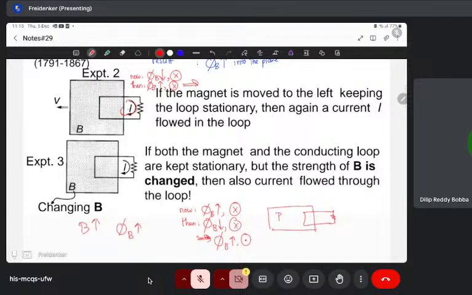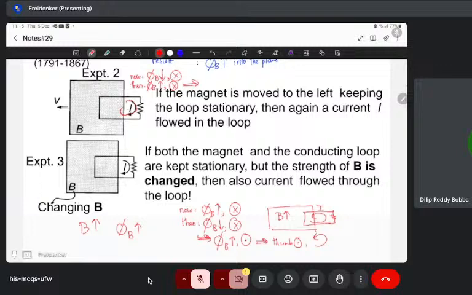So here B is increasing. So what's the current going to be? You take your right hand thumb and point it in the out of the plane direction. If you try to rotate your fingers, if you curl them, what is going to happen? You will get an anti-clockwise direction. So that will be the direction of your I.